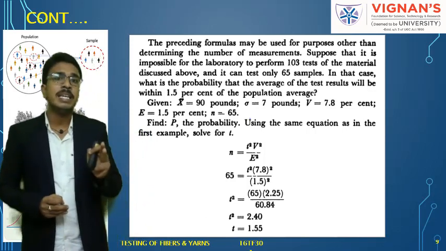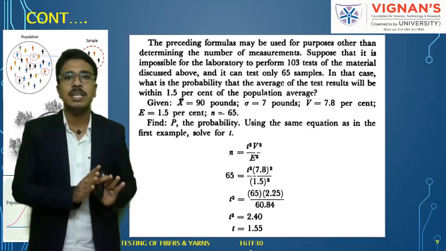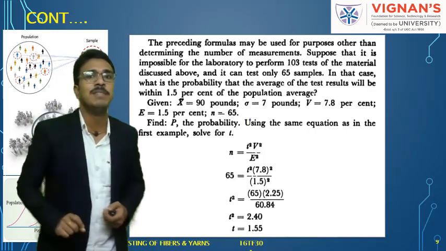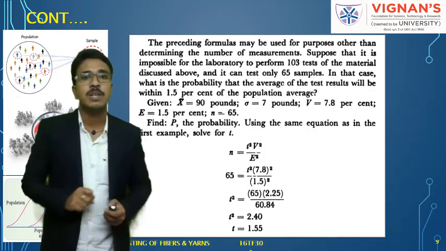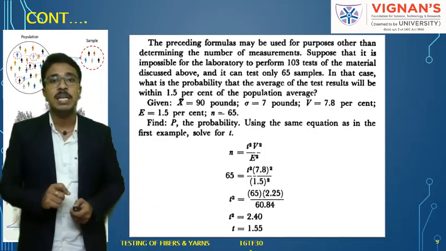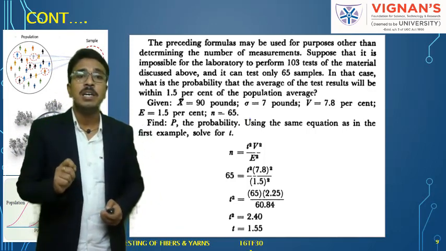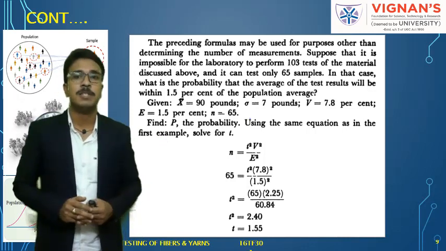Okay, and the laboratory can test only 65 samples. That means the n value is given. In that case, what is the probability that the average of test results will be within 1.5 percentage of population average?